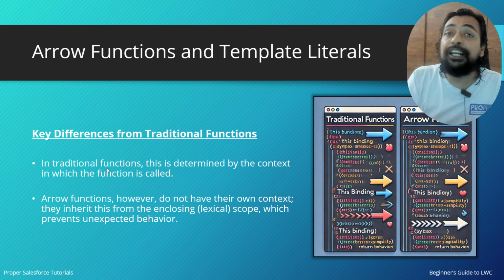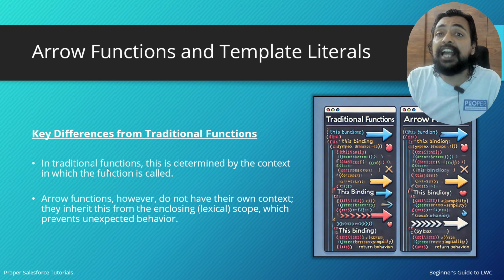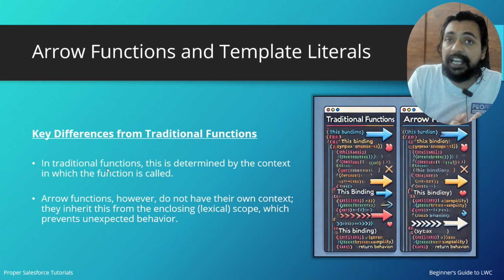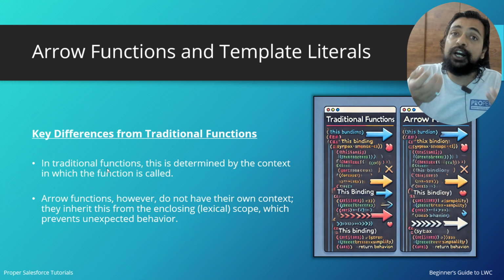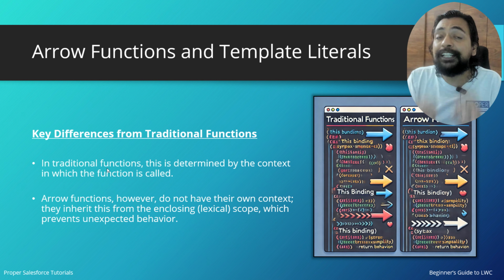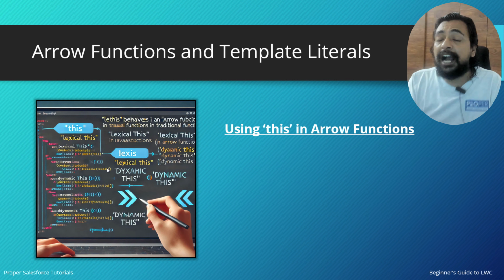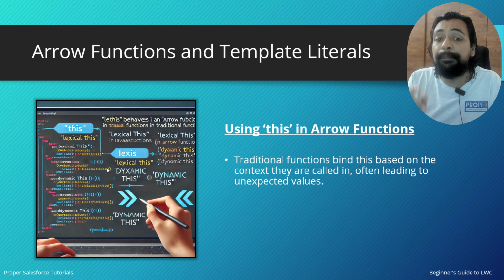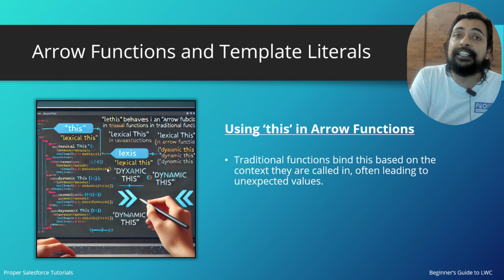But if we talk about arrow function, it does not have its own context. So it inherits this from the enclosing scope. So the scope which is enclosing our arrow function, it inherits the meaning of this from that scope. Which actually prevents it from showing any unexpected behavior. How to use this in arrow function? In traditional function, it binds this based on the context where they are called in, often leading to unexpected values.